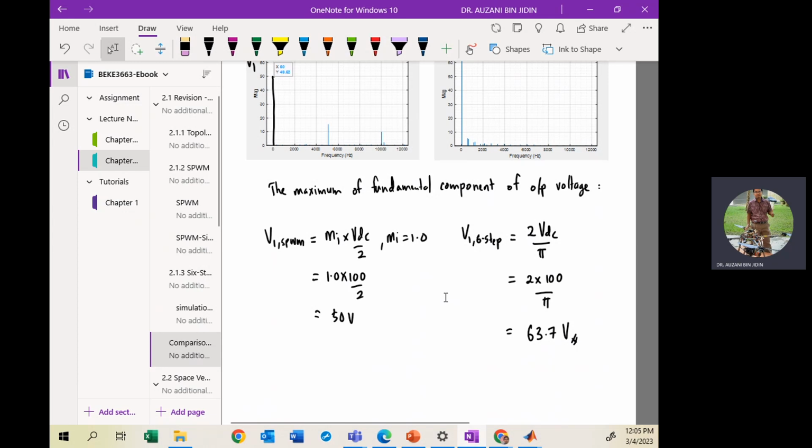Because in SVM, actually, we want to improve the voltage. So that is why I highlight the comparison of the fundamental using these two methods, SPWM and 6-step. So by using SVM, we can improve further the fundamental component. So actually, the maximum is produced by the 6-step. Okay, clear?